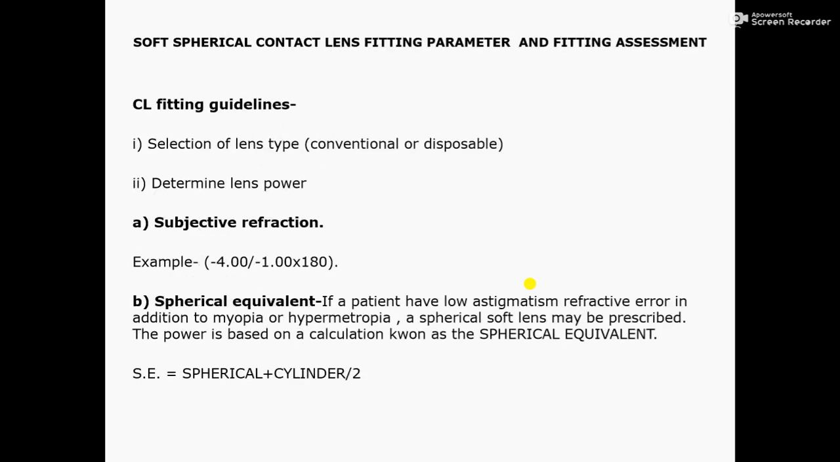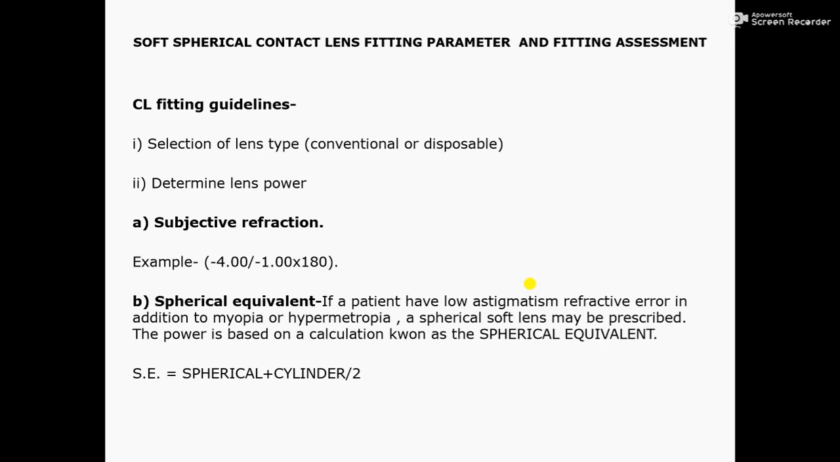Next, contact lens fitting guidelines. Number one, selection of contact lens type. It may be conventional or disposable. Conventional means based on or in accordance with what is generally done or believed. Disposable means the contact lens may be weekly, bi-weekly, monthly, or yearly disposable. It depends on the patient.